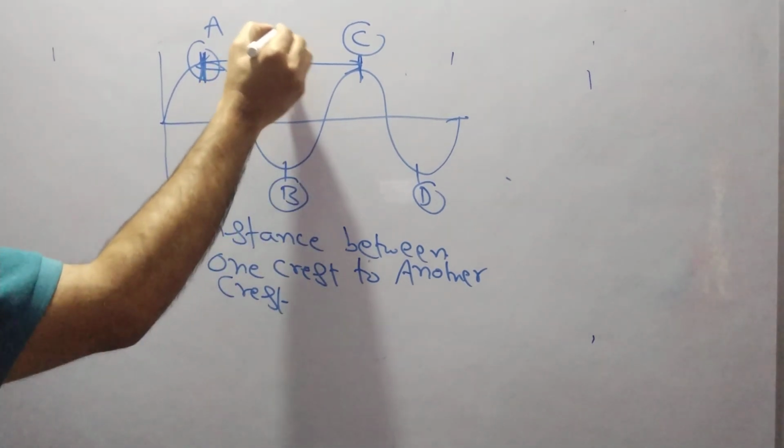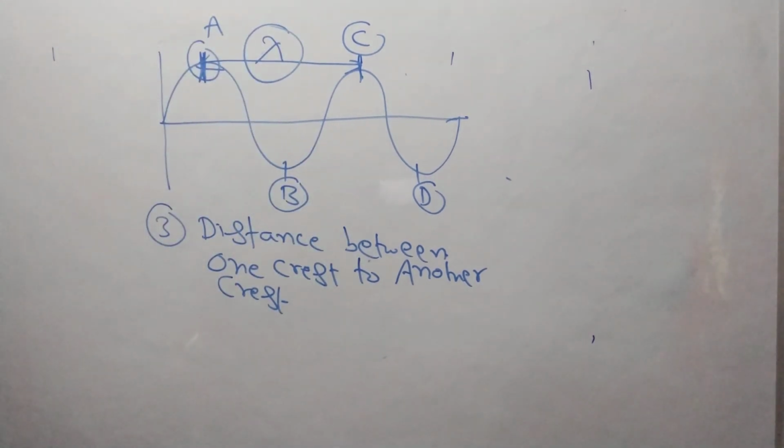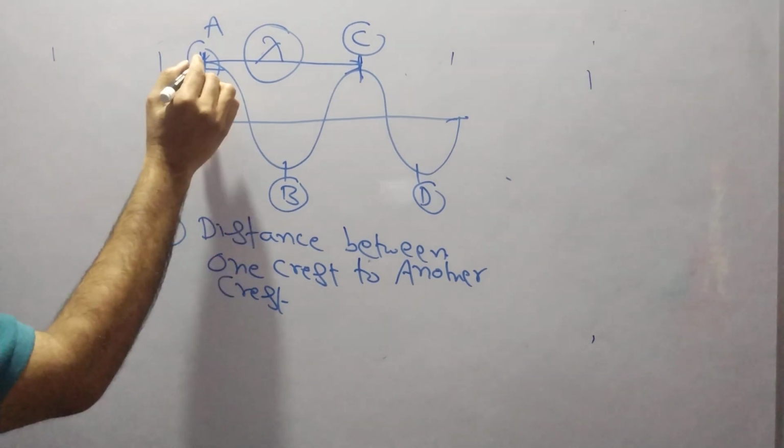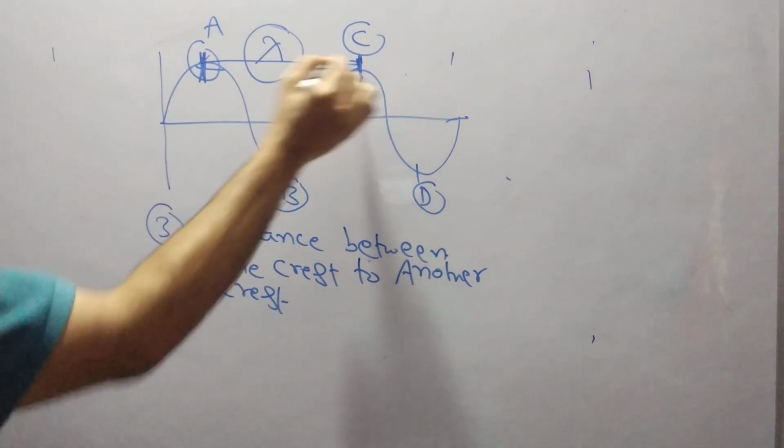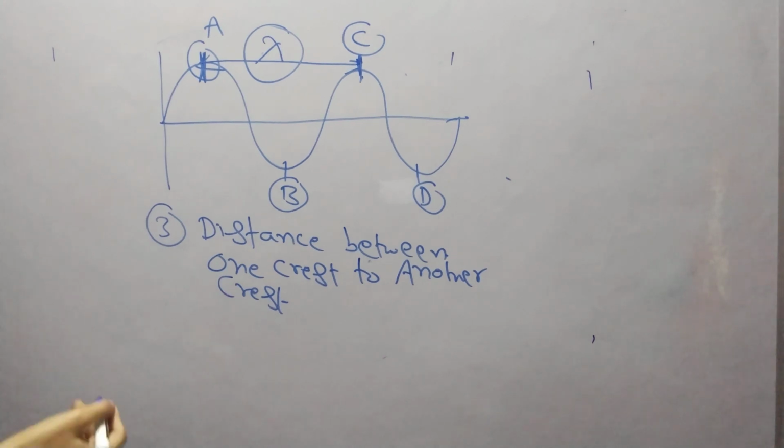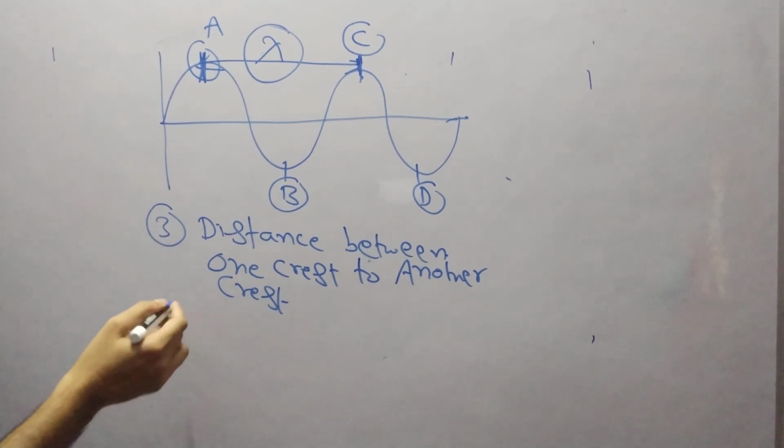The notation for wavelength is lambda. Lambda is the notation for wavelength. So the distance between one crest to another crest is a wavelength. That is another form of definition of wavelength, right?